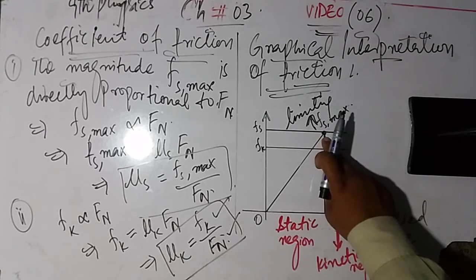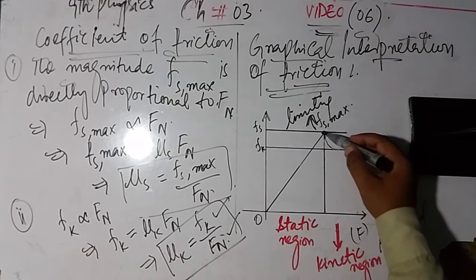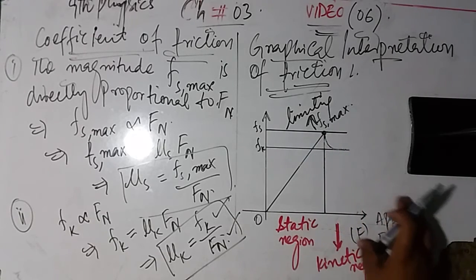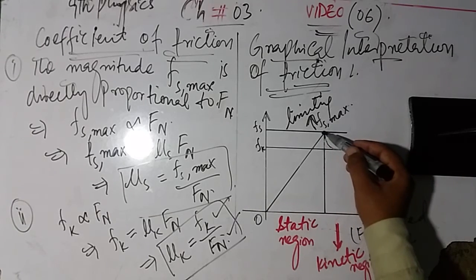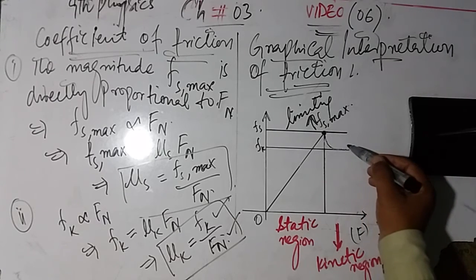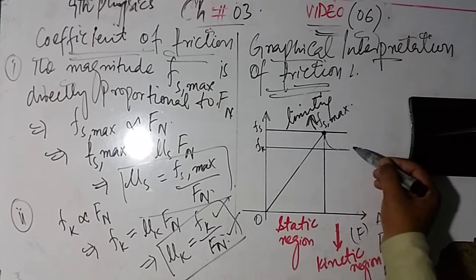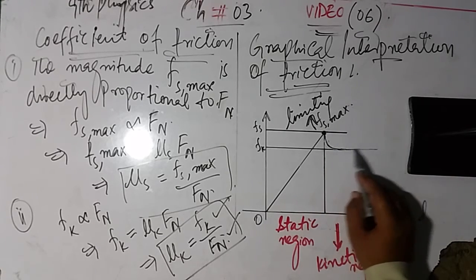At this point the static frictional force becomes maximum, and after that, when the applied force increases and overcomes the static frictional force, the object starts moving and the frictional force rapidly decreases to a smaller kinetic frictional force value, and after that it remains constant.